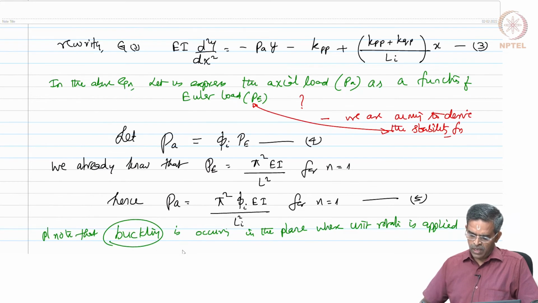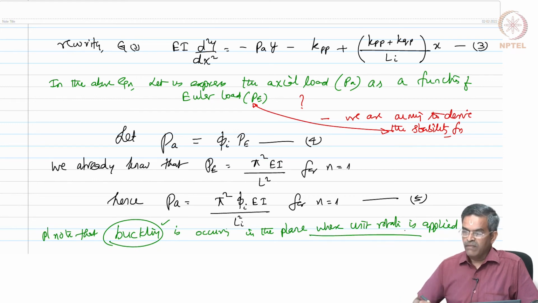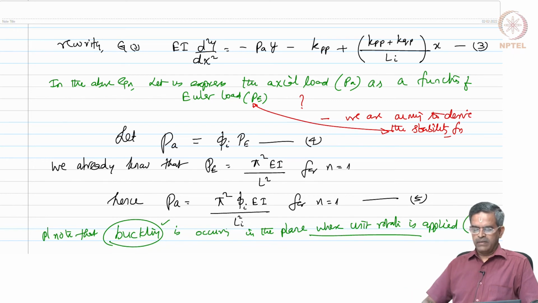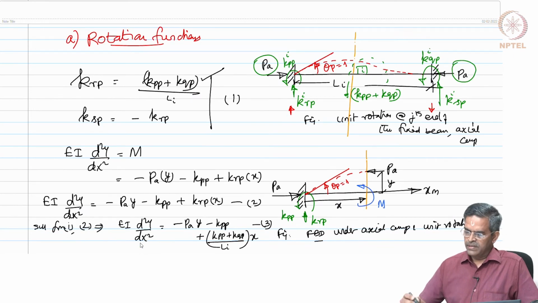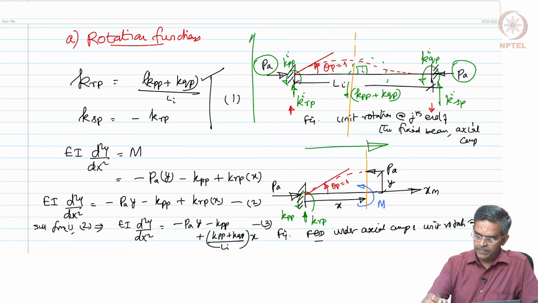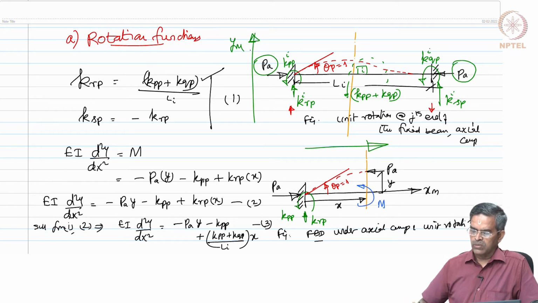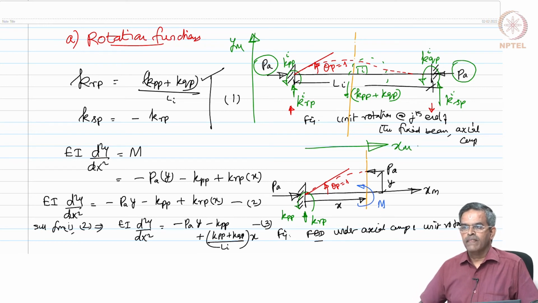So, I am using the same logic, I am expressing it. Okay? So, therefore, I am calling this buckling, and let us remember that this is happening on the same plane where unit rotation is applied. What is this plane? To be very clear, it is XM YM plane. Is it not? See here, this is XM and this is YM. That is the board, is it not? It is happening on the same plane, right?